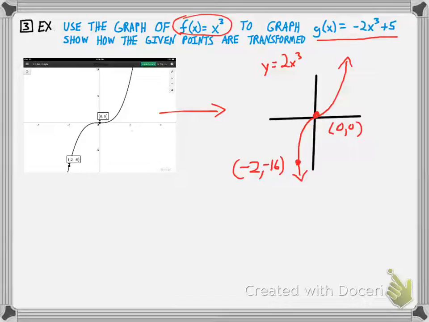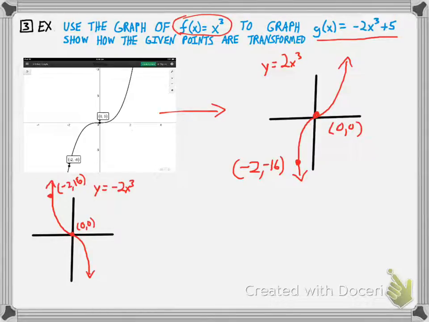Okay, in this case I have a vertical stretch by a factor of 2. Everything is going to be stretched out vertically. It's a little bit hard to show on the graph, which is again why the points are really important. (0, 0), when you stretch it out, is going to stay at (0, 0). But (-2, -8), if you multiply all the y values by 2, you're going to get (-2, -16).